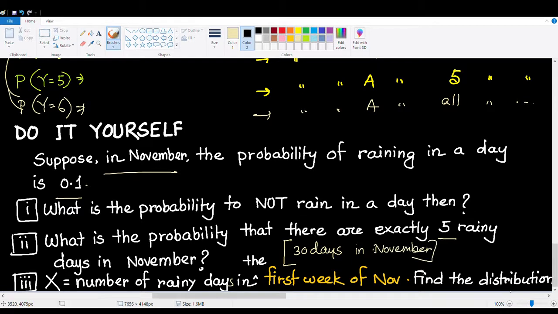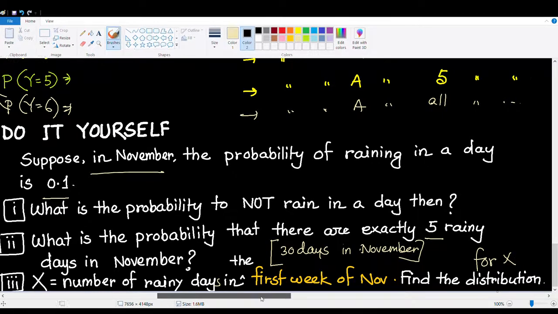In the third question, X is defined to be the number of rainy days in the first week of November. So you have to find the probability distribution for X, which will have 8 elements in it, right? In the first week, there can be no rainy day, or 1, 2, 3, 4, 5, and at max 7 rainy days. So you know how to solve this problem. Do it by yourself. Let's see our next example.